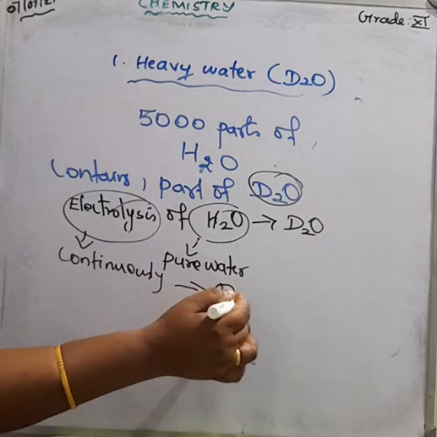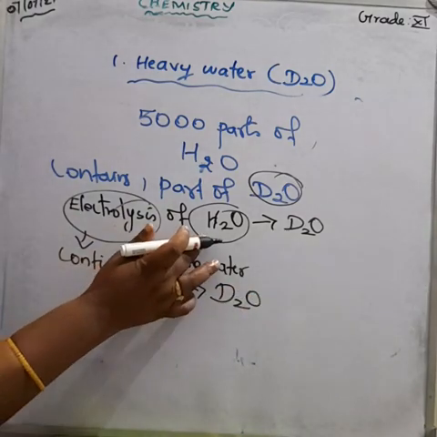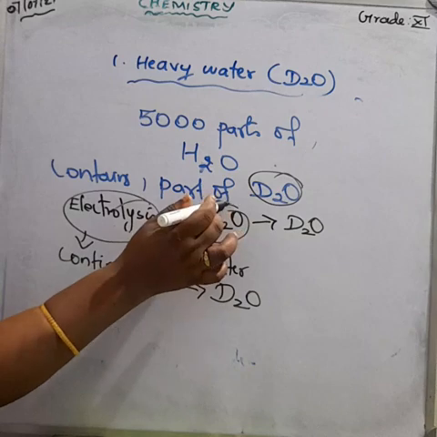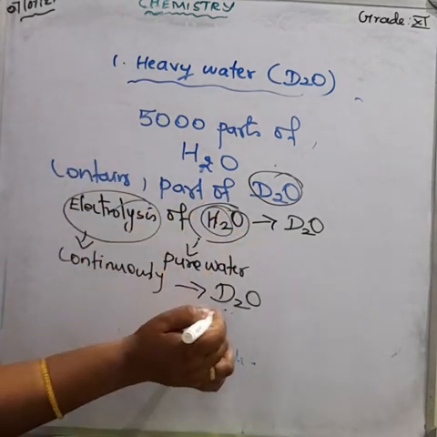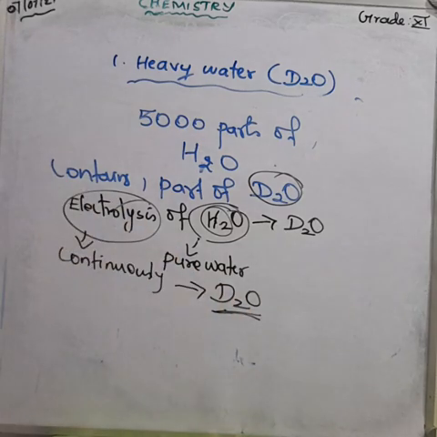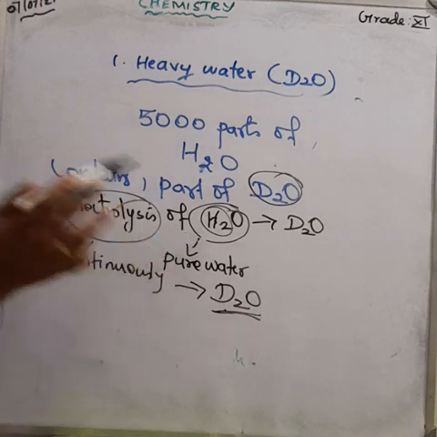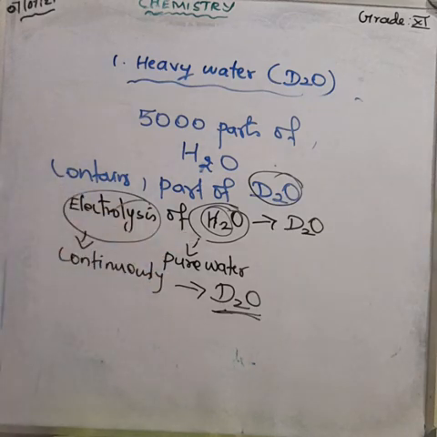In ordinary water, all the hydrogen gas evaporates. After that we get deuterium water, that is D2O. D2O does not undergo electrolysis, but ordinary water undergoes electrolysis when slightly alkaline. Okay, understood? These are about the preparation of heavy water.